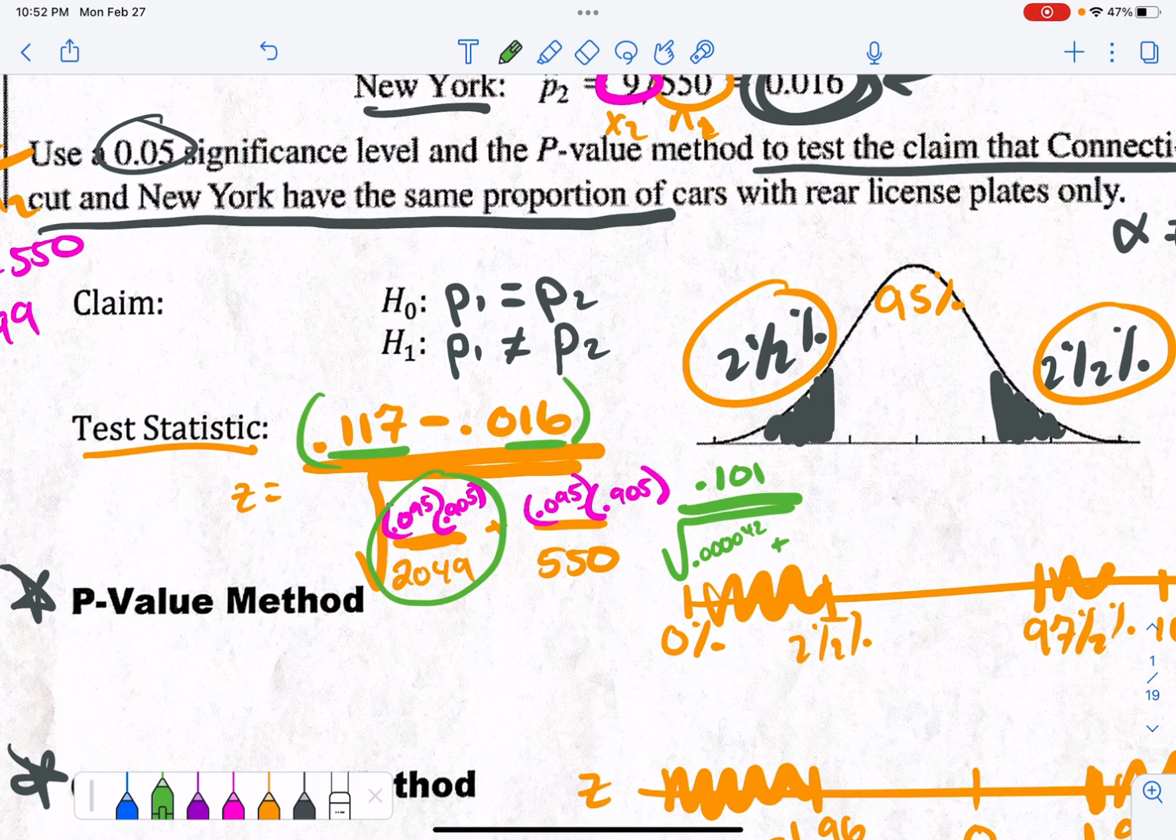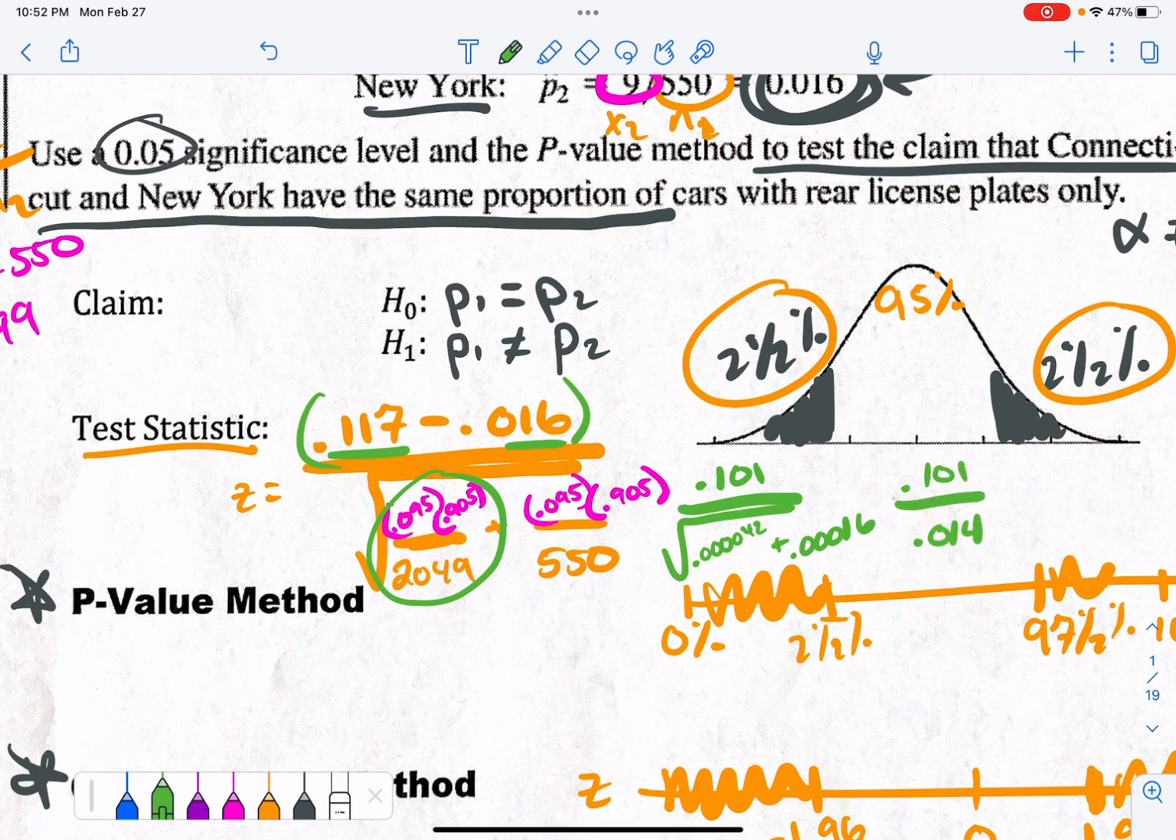0.095. This is the cumbersome part. You got to have some patience. Times 0.905, divided by 550 is 0.00016, let's say. All right, I'm going to add those together, 0.00042 plus that, and I'm going to take the square root of that. So I have 0.101 divided by 0.014.